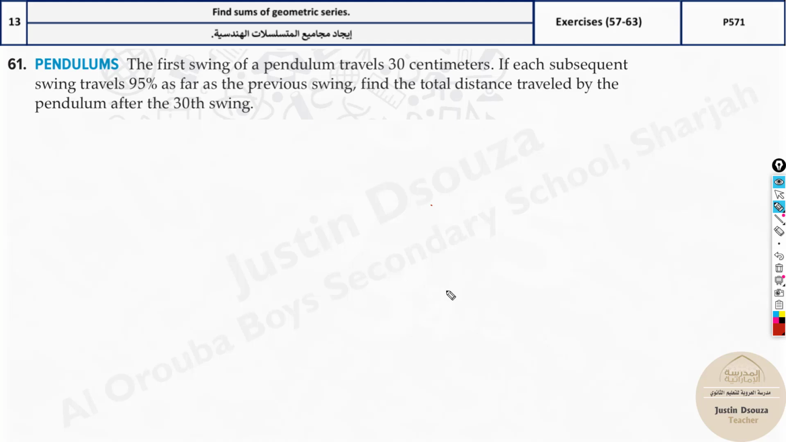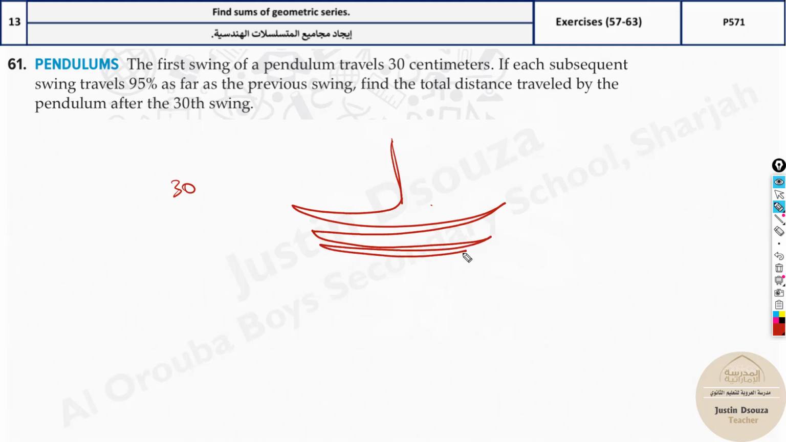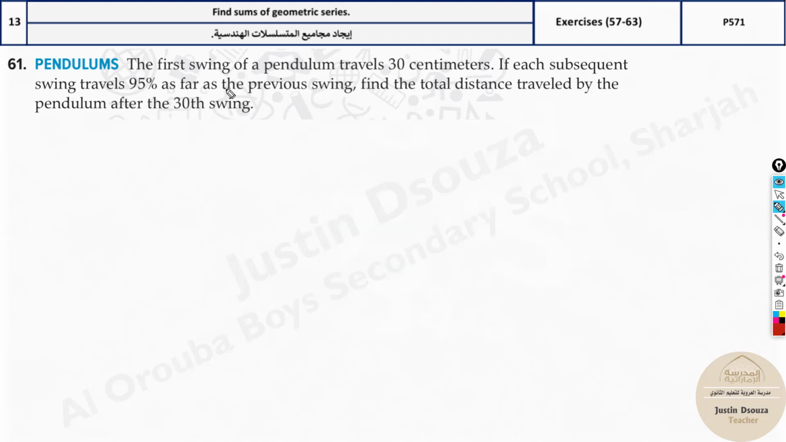Here it's about pendulums. The first swing of a pendulum travels 30 centimeters. If each subsequent swing travels 95% as far as the previous swing. So now if 30, next one, see when a pendulum swings, right, it will just go like this. The first one is done, but the next one will be 95% of it, then 95% again. It will just stop eventually, right? Something like that. So 95% as far as the previous swing. Find the total distance traveled by the pendulum after the 30th swing.